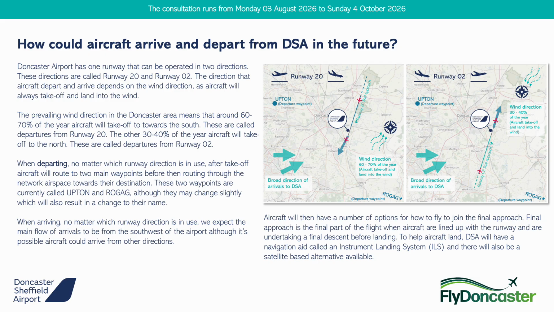When arriving, no matter which runway direction is in use, we expect the main flow of arrivals to be from the southwest of the airport. This is because they'll be positioned here by NATS air traffic control at around 9,000 feet before being positioned by Doncaster air traffic control to land on the appropriate final approach. Final approach is that final part of the flight when aircraft are lined up with the runway centerline and they're undertaking a final descent to land. To help aircraft land at the airport, we'll have a navigation aid called an instrument landing system, and there'll also be satellite-based navigation alternatives available.